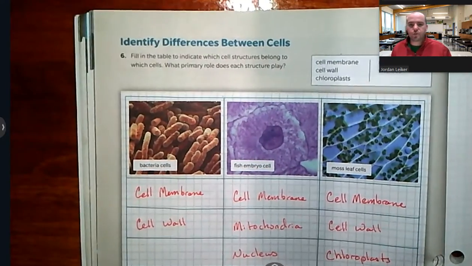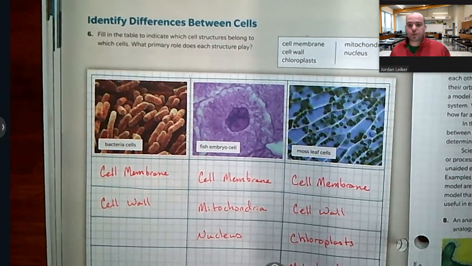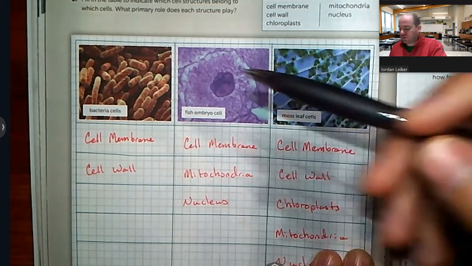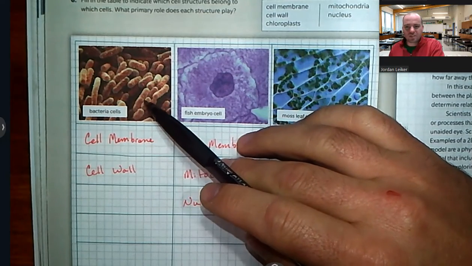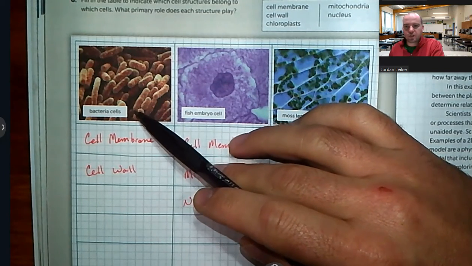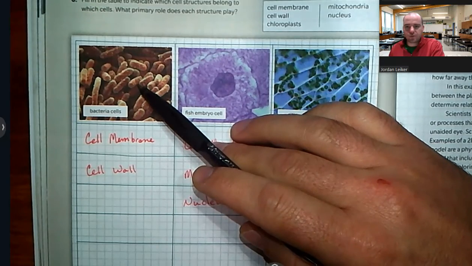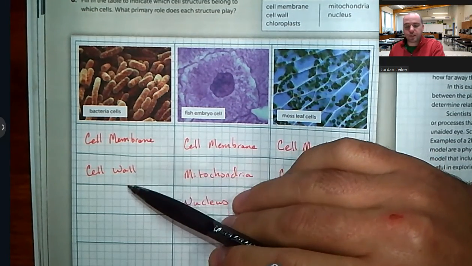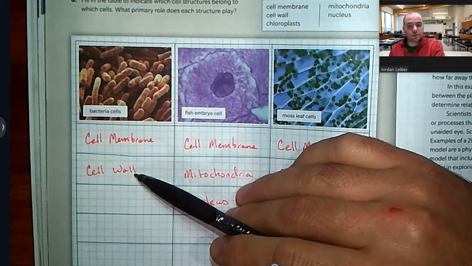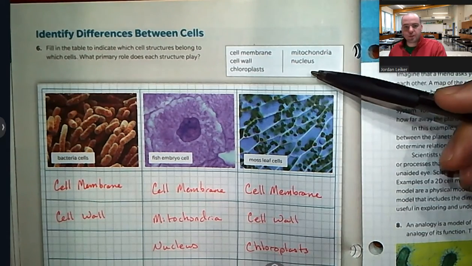So if we identify a few differences and some similarities between cells, if we look at things like bacterial cells. If you look at this picture of bacteria, this is a prokaryotic cell, and this is the one I was talking about. It kind of looks like a pill. It doesn't really have any cilia or flagella on the outside. It's just that structure right there. So that's a picture of bacterial cells. Bacterial cells have a cell membrane. They can have a cell wall. They don't always have a cell wall, but they can. But that's all they would have. They do not have chloroplasts, they do not have mitochondria, and they do not have a nucleus.